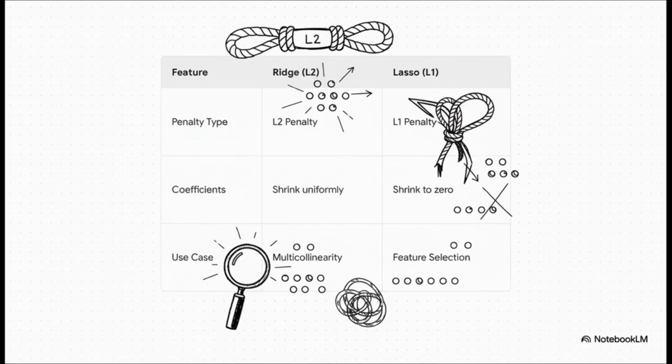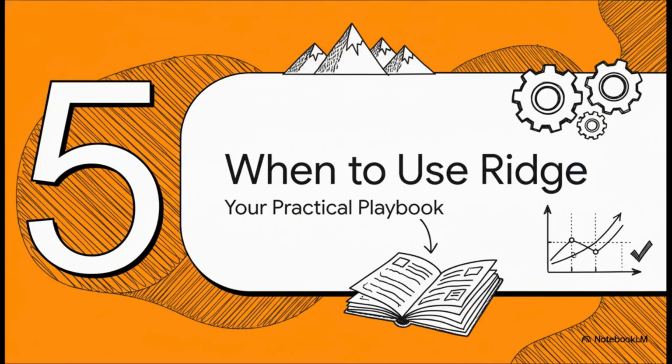Ridge kind of shrinks them all down uniformly, pulling them towards 0. But lasso is much harsher. It can actually force the coefficients of less important features to become exactly 0. And this means their use cases are different. Lasso is fantastic for feature selection, literally getting rid of features, while ridge is your go-to for managing that multicollinearity problem we talked about.